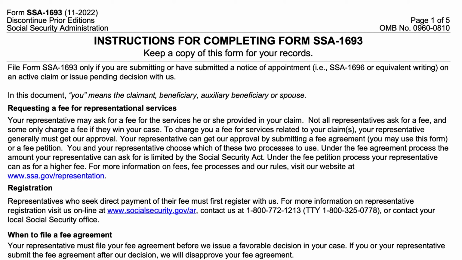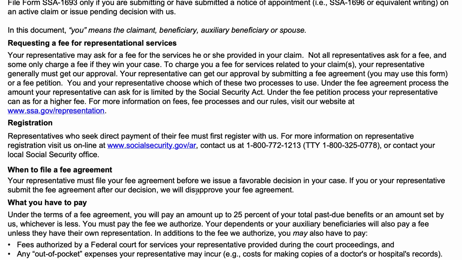However, before you go through that process, the Social Security Administration needs to process your fee agreement to make sure that it complies with the Social Security Act, and that you are not being taken advantage of. That's the entire reason. It actually says your representative must file your fee agreement before they issue a favorable decision. So if you submit the fee agreement after the decision, then they're going to approve it, and it has to be submitted and then approved.